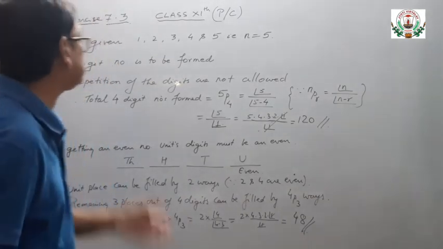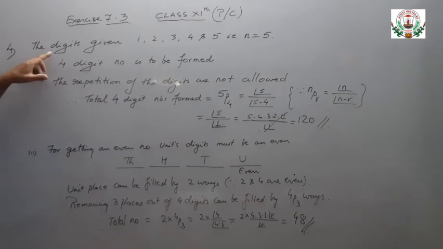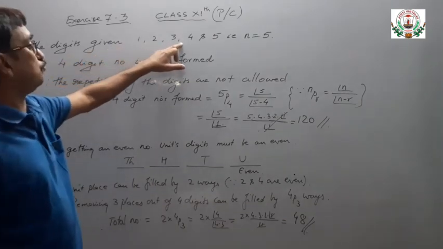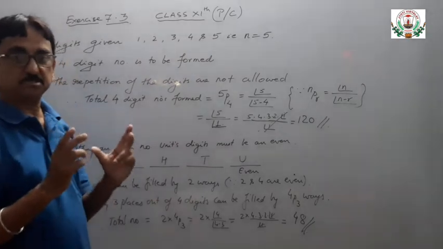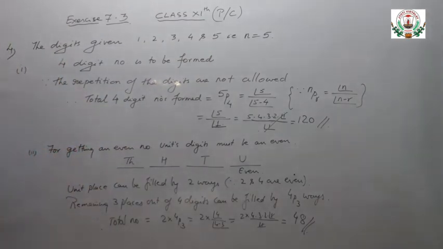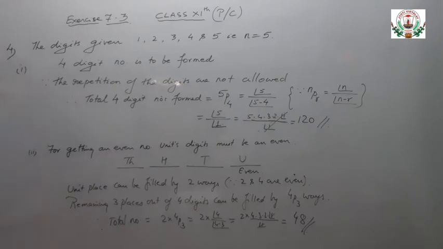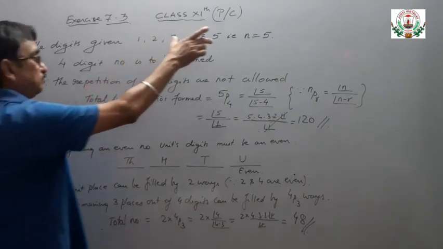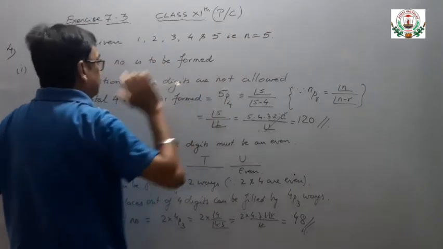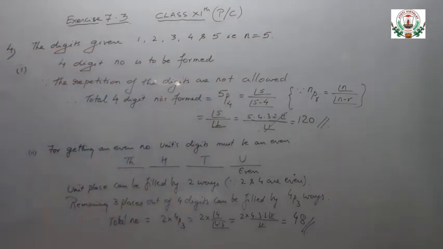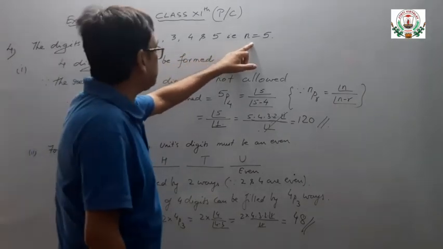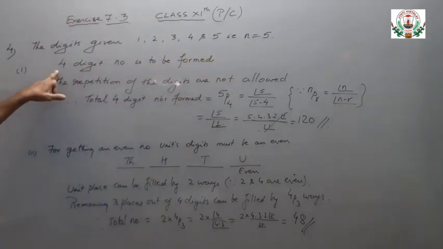So let's see. The digits given are 1, 2, 3, 4 and 5. That is, the total number of objects given is 5. Now we have to form a 4-digit number without any repetition of the digits. So since repetition of the digits is not allowed, out of these 5 digit objects we have to pick 4 different objects. So without any repetition of the digits, the value of n here is 5 and the value of r here is 4.